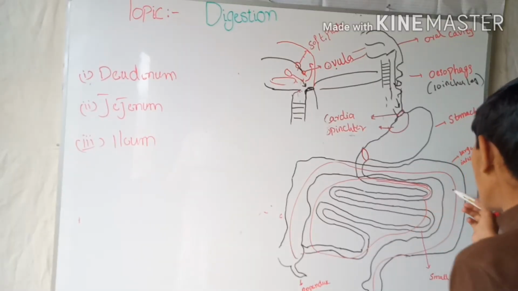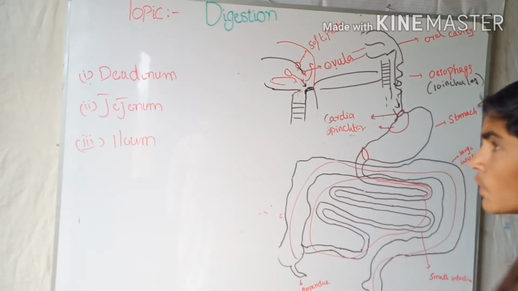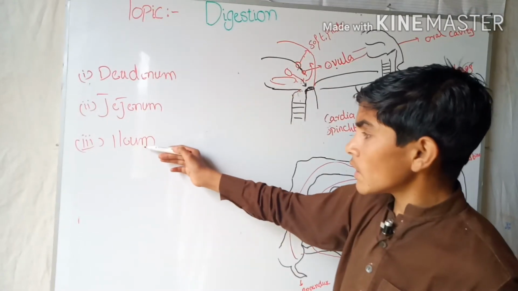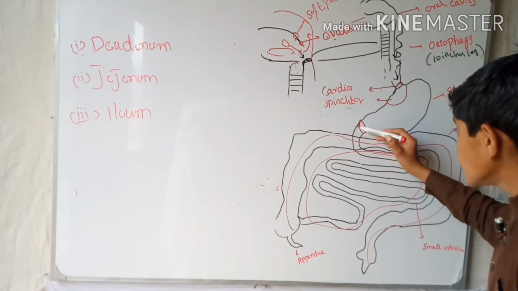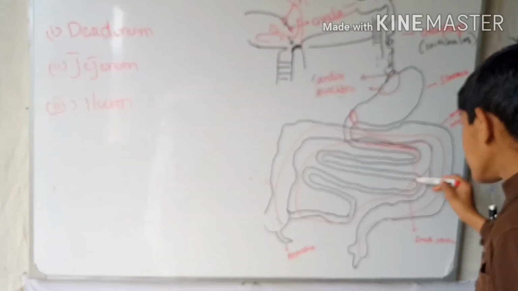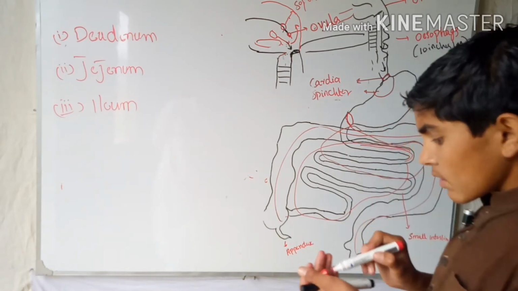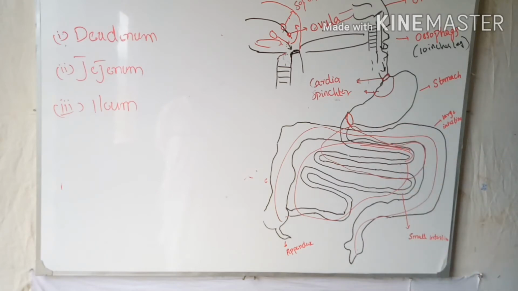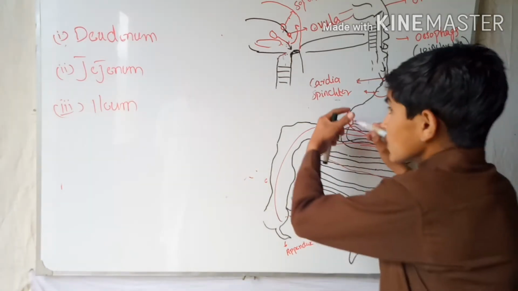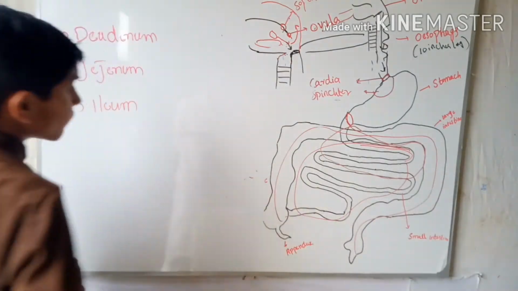Next is the part of the small intestine. So the small intestine can be divided into three parts: the duodenum, the jejunum, and the ileum. The duodenum starts from the pyloric sphincter and goes till about this portion. This is mainly involved in the chemical breakdown of food into small particles. The name duodenum is a Latin word which means 12 fingers.